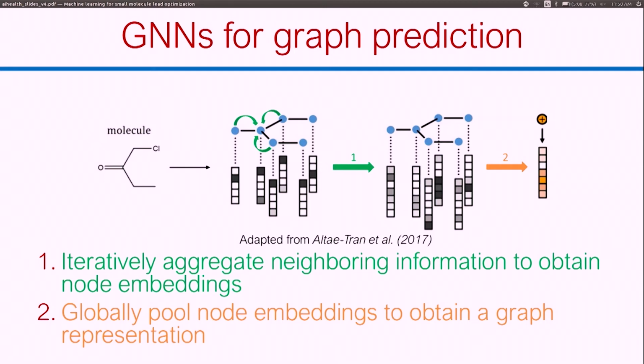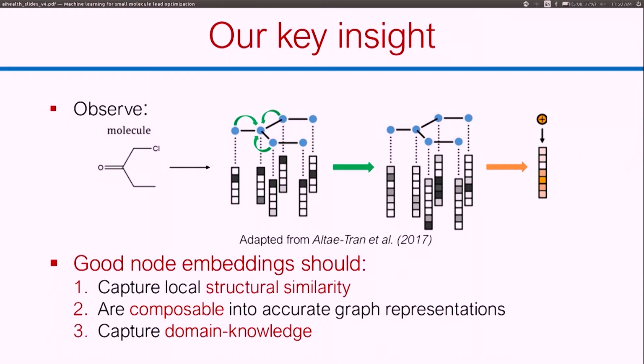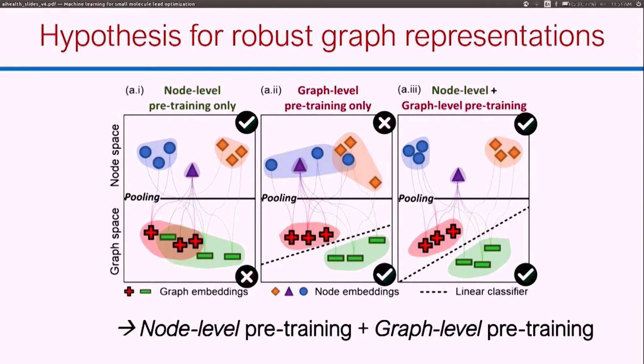Our insight is that if you trace how the neural network makes these predictions, it depends on having good node embeddings that are able to capture the local structure similarity and are able to be pooled together to form graph representations that summarize the graph well. Also, because we operate on real objects, molecules, and not just abstract graph objects, we also want to capture some kind of domain information.